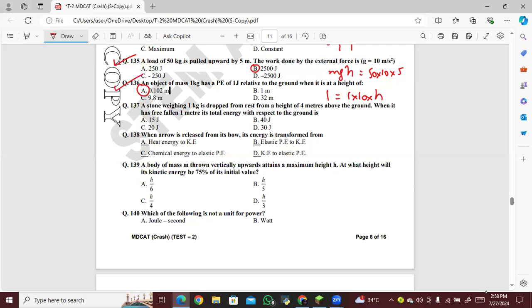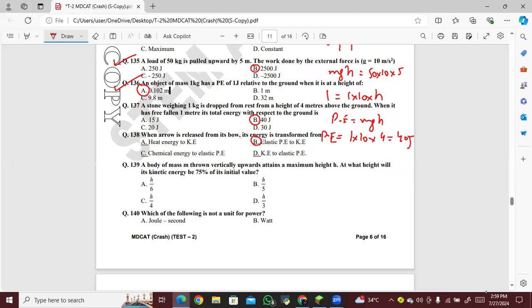A stone weighing 1 kilogram is dropped from rest from a height of 4 meters above the ground. When it has fallen 1 meter, total energy? So at the highest point, its potential energy is mgh. Mass is 1, g is 10, height is 4. It is 40 joule, and it is the total energy. So when it is dropped, the total energy remains the same. So the answer is 40 joule. Total energy does not change. Only potential energy and kinetic energy change. When an arrow is released from its bow, the energy transforms from elastic potential energy to kinetic energy.